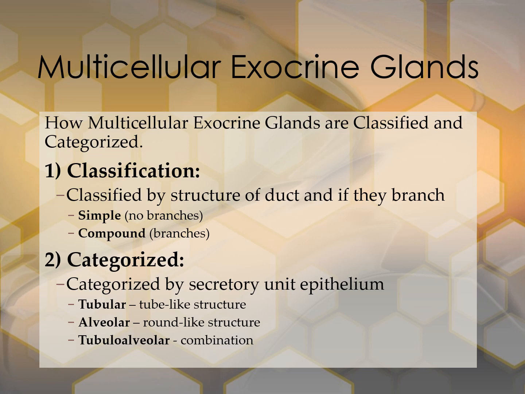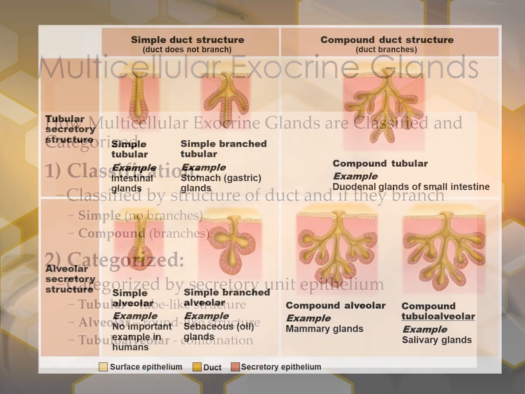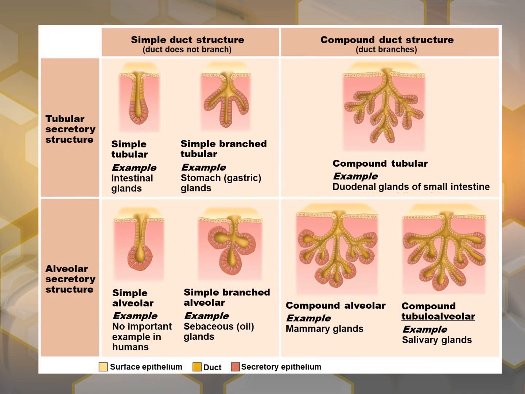So those would be tubulo-alveolar. So it's kind of a combination of the two. So this might help us look at these classifications of glands, okay? So these are a simple duct, so it doesn't branch. So we have just one main duct, okay, right here. So even though this has a couple secretory units on it, we just have the one duct, okay?